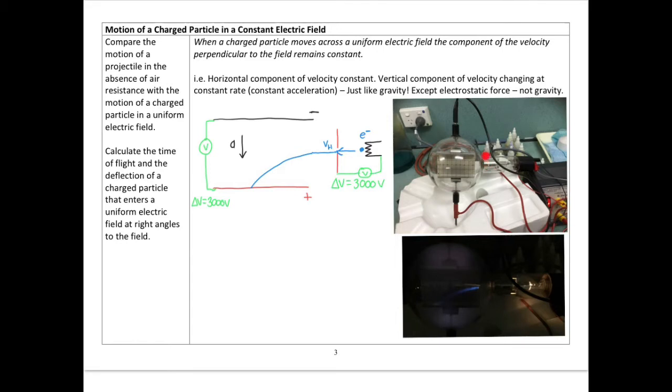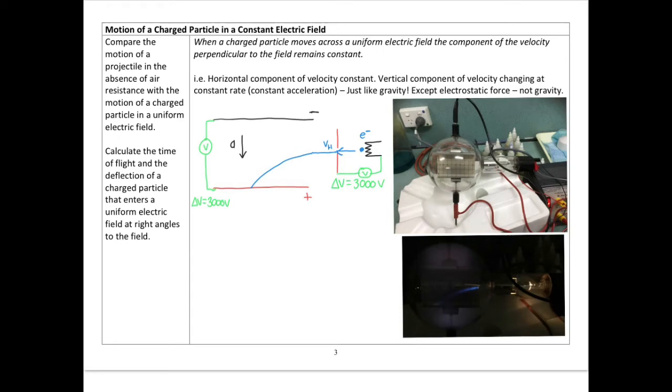Then at this end of the tube, we have a positively charged plate. Usually in the lab, we're using about 3,000 volts, using a high voltage power supply. And the electrons get basically attracted to that plate, and there's a very thin slit which lets some of the electrons go flying through that plate. So this is basically a way of making an electron gun.